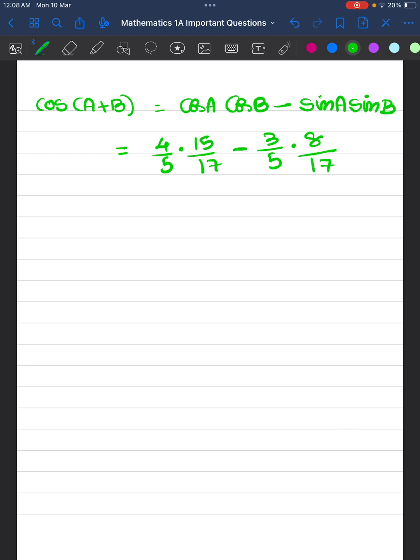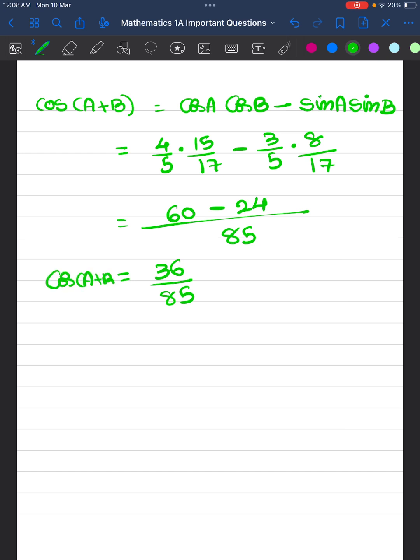So 5 sevens are 35, 5 ones are 5, so 85 is the LCM. So 4 15s are 60 minus 3 8s are 24. So the cos A plus B value we got as 36 by 85. So cos A plus B, which we had to prove as 36 by 85, we got it. If you want, you can write A plus B as cos inverse 36 by 85 here. What is A?